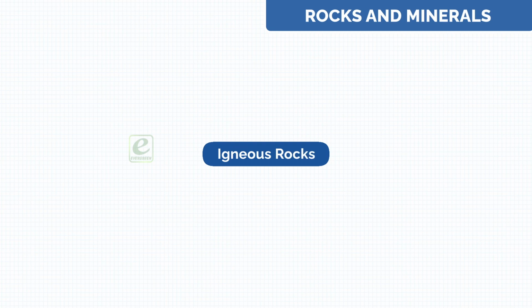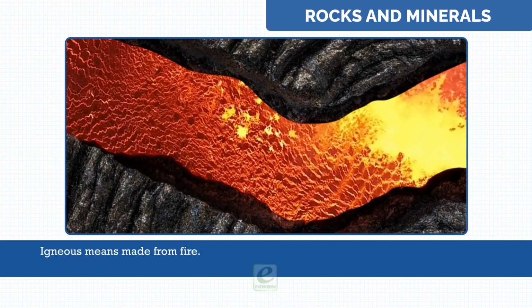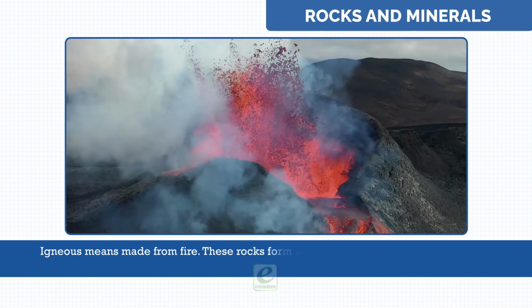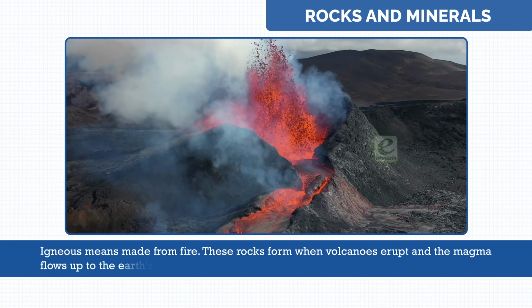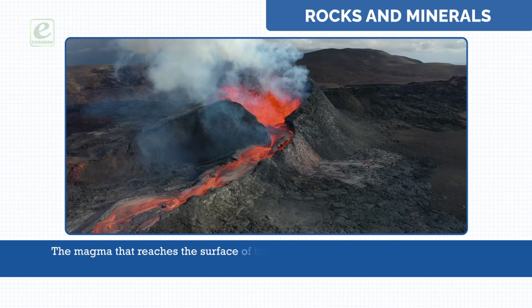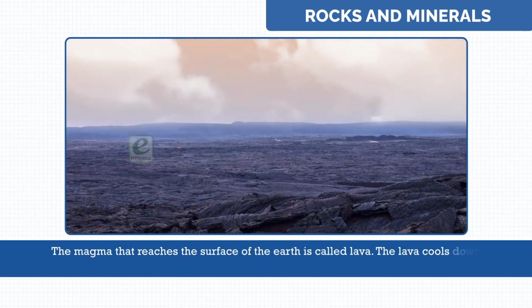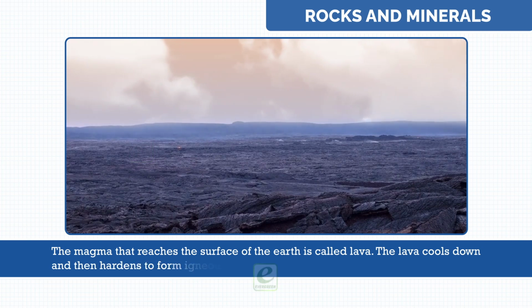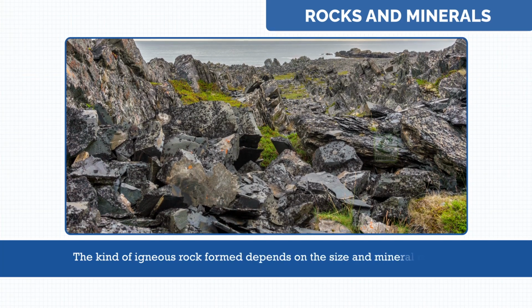Igneous rocks. Igneous means made from fire. These rocks form when volcanoes erupt and the magma flows up to the Earth's surface. The magma that reaches the surface of the Earth is called lava. The lava cools down and then hardens to form igneous rocks. The kind of igneous rock formed depends on the size and mineral present.